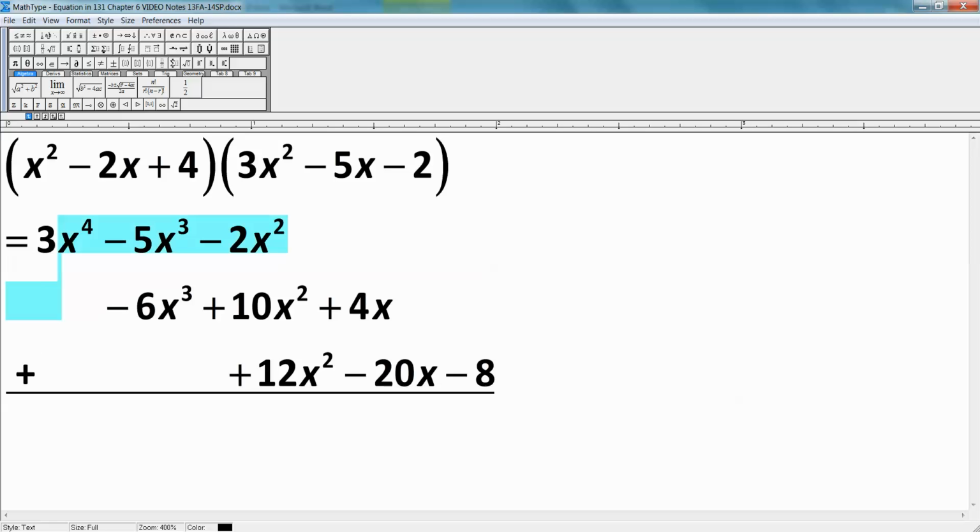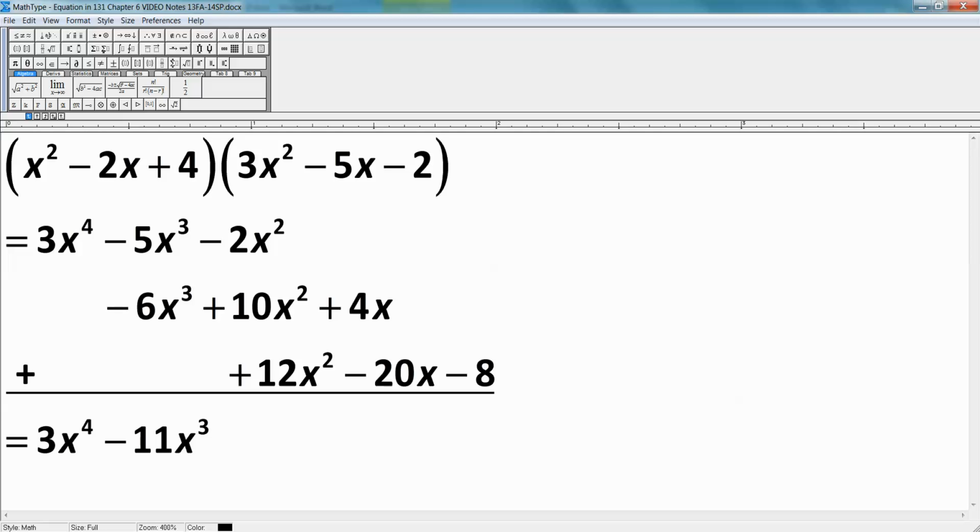All right, 3x to the fourth doesn't line up with anything else. So I'm just going to write 3x to the fourth. Let me put an equal sign in here. 3x to the fourth. Now, minus 5 minus 6 makes minus 11x to the third.